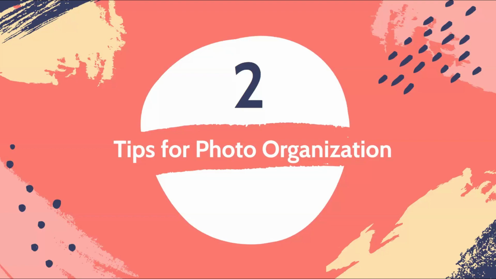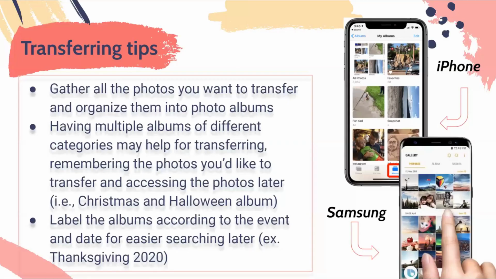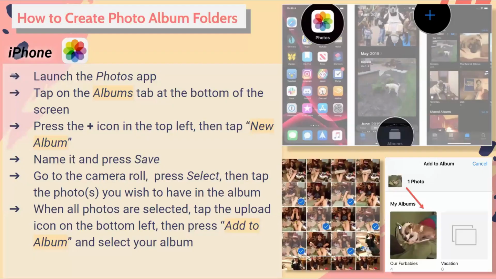Tips for photo organization. Some transferring tips that we have are to gather all the photos you want to transfer and organize them in a photo album. Having multiple albums of different categories may help for remembering the photos you'd like to transfer and accessing the photos later. Examples like a Halloween album. Label the albums according to the event and date for easier searching. Examples like categorizing Thanksgiving for 2020.